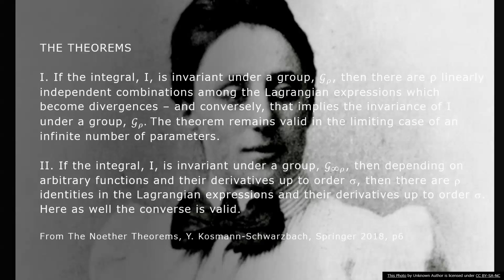Her second theorem says that if the action integral is invariant now under G infinity rho, so now we have an infinite symmetry group, then, depending on arbitrary functions and derivatives up to an order sigma, there are rho identities in the Lagrangian expressions and their derivatives up to that order sigma. So the first is about finite symmetry, and the second is about infinite symmetries. What is she saying here, right? When we move from finite symmetry groups to infinite symmetry groups, there's a change in the structure of what she's describing in the theorem.